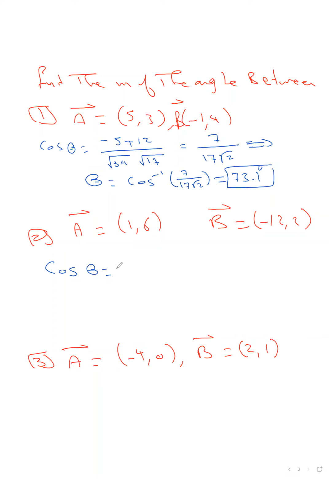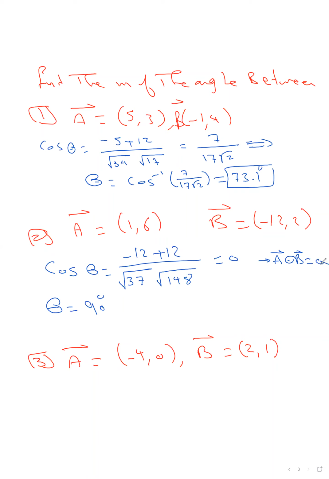Can I solve it? Omar, go ahead. Negative 12 plus 12 over root 37 times root 148 equals 0. Complete, equals 90, then theta equals 90 degrees. Notice here that A dot B equals 0. Okay, then theta equals 90. Noor?